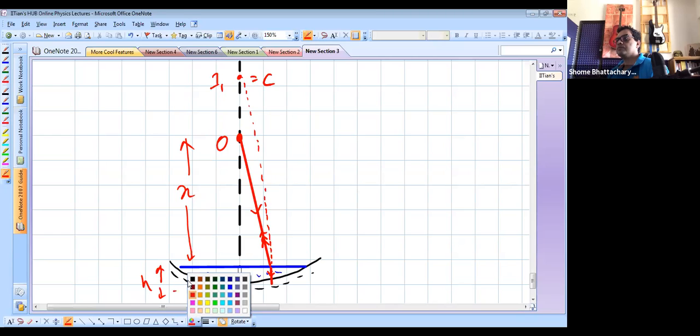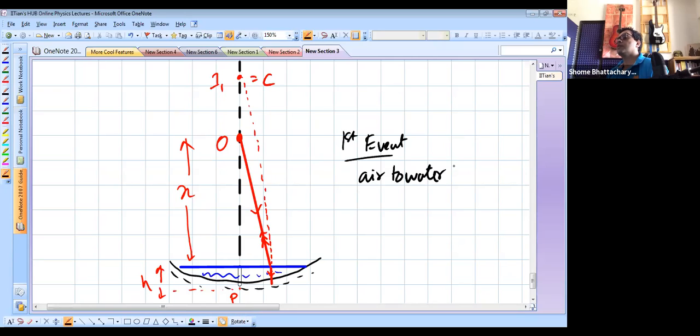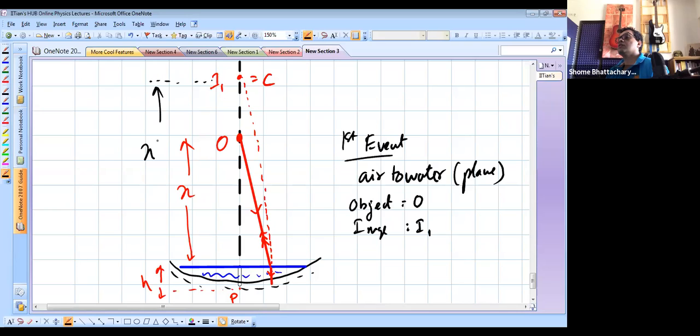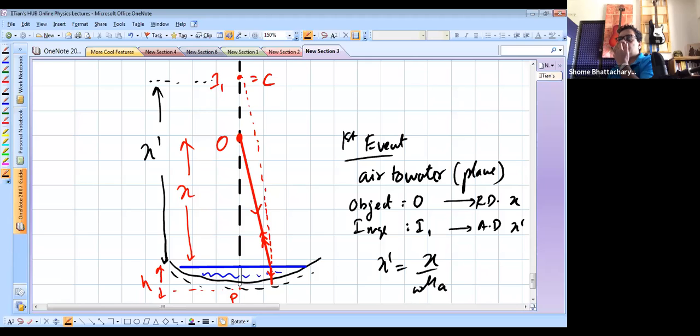Okay, so the first event is air to water at a plane surface. So the object is O and the image is I1, and let us write this image's position as x prime with respect to the water surface. So real depth is x, apparent depth is x prime. So x prime should be equal to x upon refractive index of air with respect to water, because the refraction is happening from air to water. So that means it should be equal to 4 by 3 x. Okay, so that's the first thing.